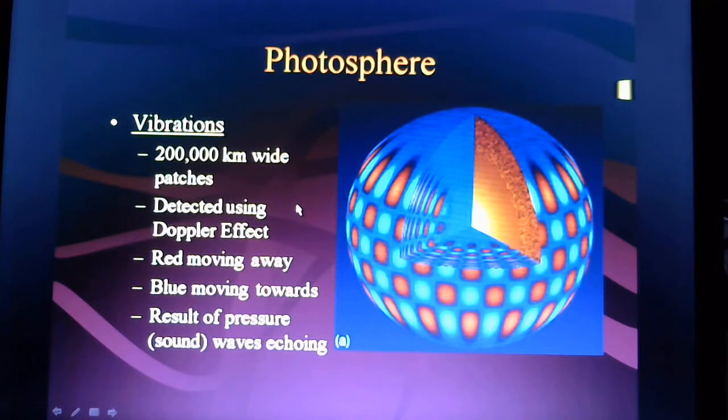200,000 kilometer wide patches. This is the result of pressure waves in the sun. Because we have all of these gases under pressure trying to rise up towards the surface, it creates this situation where there are resonant vibrations coming up from the sun, and it just echoes back and forth inside the entire volume of the sun. So remember, if you see a photograph like this, you are seeing something which is a mapped out Doppler effect, not just a regular photograph of the surface of the sun, and that shows that the surface vibrates.